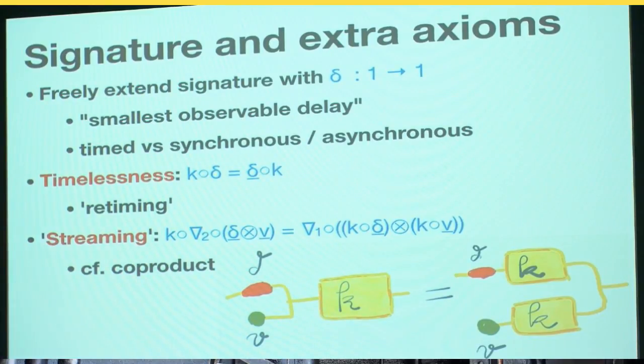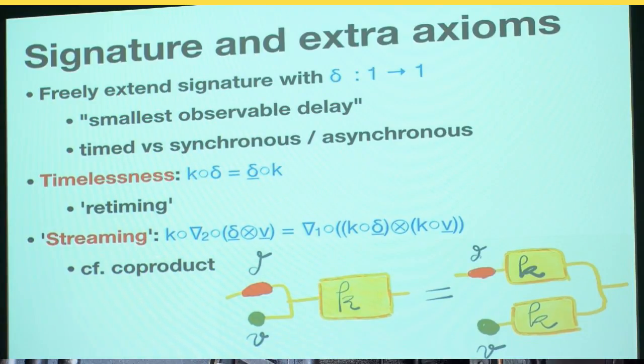And there are two axioms that we associate with the delay. The first one is the axiom we call timelessness. So if you put a delay in front of the gate or behind the gate, you get the same thing. In actual practical digital circuit design, there's a name for this called retiming: if you have memory elements, you can commute them with the logical gates, which are instantaneous, and you can do that in a way to optimize the behavior of your circuit.